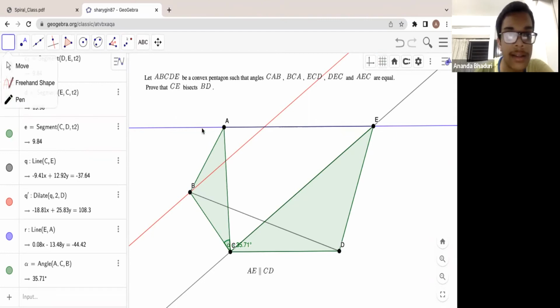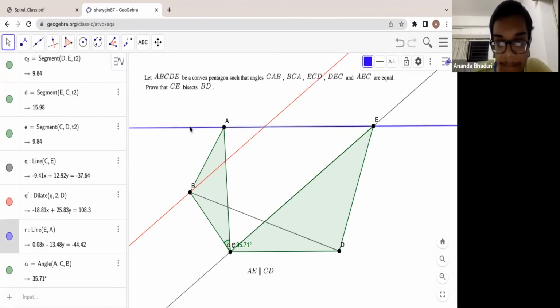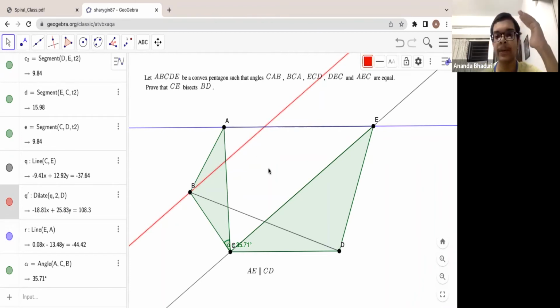One thing we know is that this blue line gets mapped to a line parallel to the red line. Now we want to show it is the red line. For that, we need to add another spirally similar triangle. We want to make things spirally similar, so there's CBE.